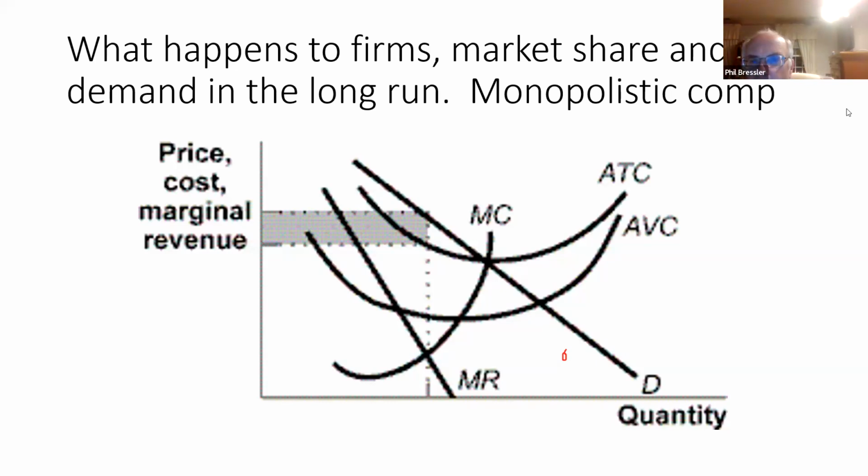Prices, ATC is below the price, so we're going to enter. There's an AVC here. So anytime I see an AVC, I'm going to be wary of shutdown, but I'm not shutting down here. Price is above ATC. Firms are going to enter. All right. What's going to happen to market share when firms enter? Increase, decrease, or stay the same? Okay, I'm getting decreases, which is right. And then what's going to happen to demand? Shift right, left, or stay the same?